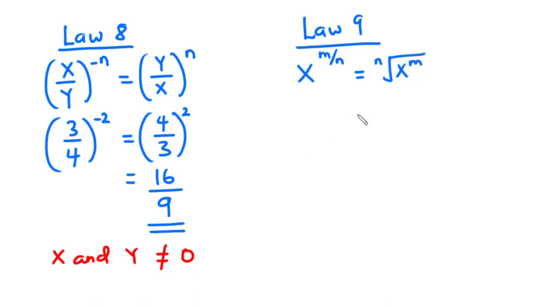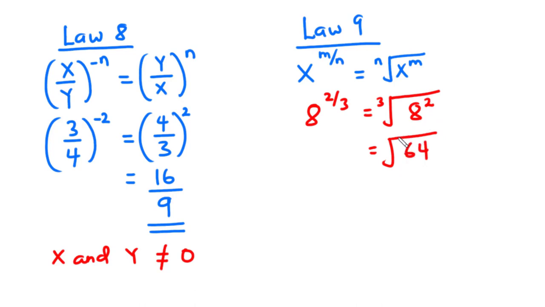Now let's try with an example. Let's say you have 8 exponent 2 over 3. Using this approach, then we have 8 inside here, exponent 2, and then we have 3 on the outside. Now let's simplify. 8 squared is 8 times 8, which is 64. So basically, this is the cube root of 64. So the cube root of 64 is equal to 4. So this is the answer.